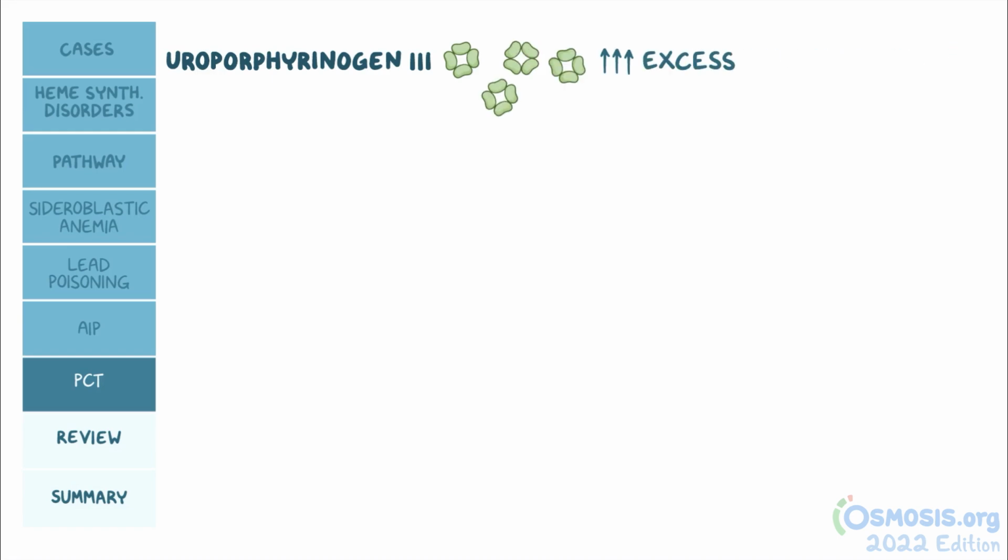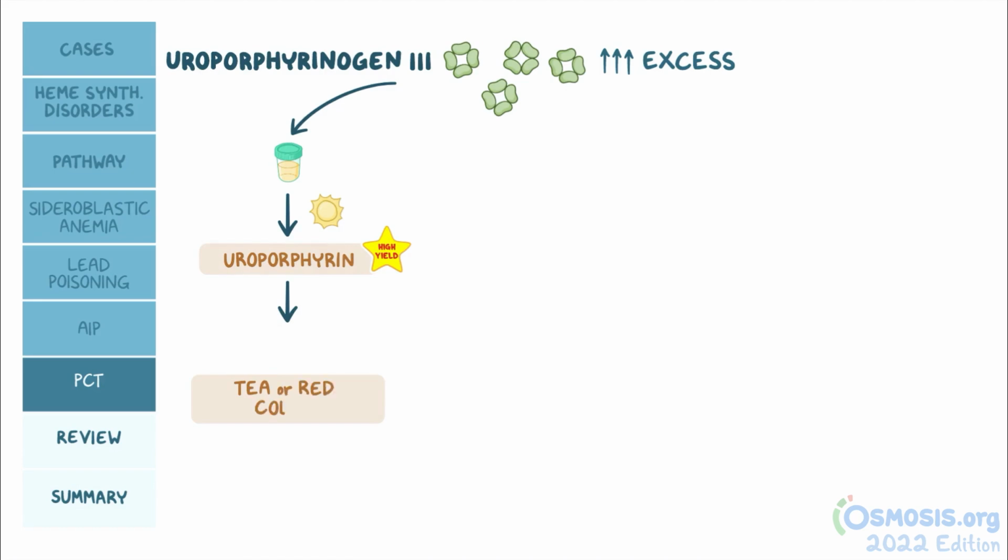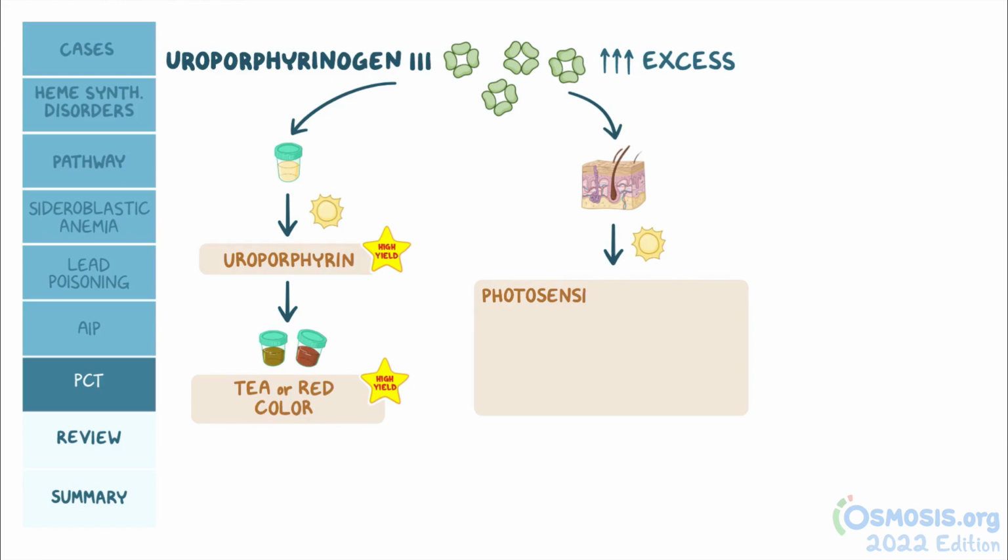Now, the excess uroporphyrinogen ends up being excreted in the urine, and when exposed to sunlight, it becomes oxidized to uroporphyrin. This gives the urine a tea-like or sometimes red color, which can look similar to acute intermittent porphyria. But what helps set these two apart is that the excess uroporphyrinogen can also accumulate in the skin. So, porphyria cutanea tarda also presents with photosensitivity.